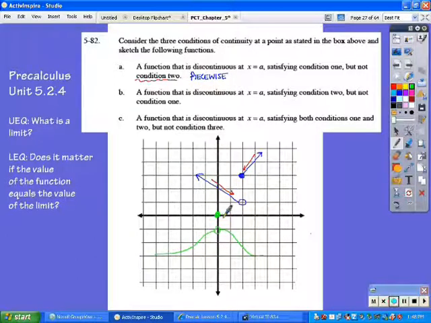Alright, and finally a function that's discontinuous at a, satisfies both conditions 1 and 2, but not condition 3. Let's see here. So we're looking for a function where the point exists and the limit exists. However, the two are not equal. And I guess that would be the one that I drew here. The point exists, the limit exists. However, the answers we get for the two of those are not equal.